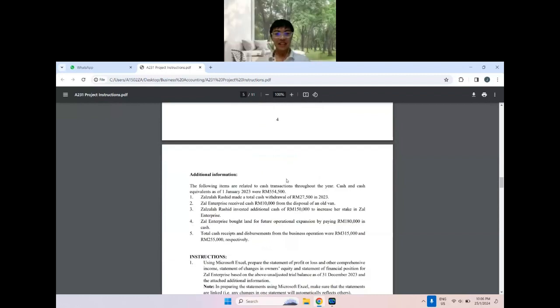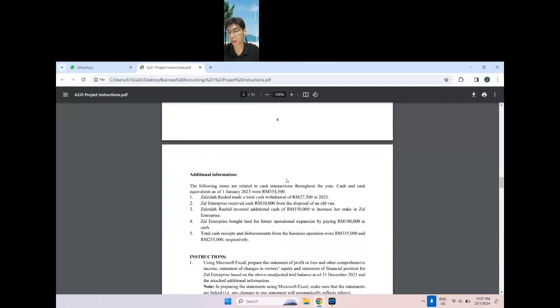For the third information, Zalzala Rashid invested additional cash of 1,500,000 to increase her stake in Zal Enterprise. So I consider this transaction to be an increase of extra capital from Zalzala Rashid. Do you guys agree with me? Yes, I agree, that is correct. Because there is no such account in this trial balance, so we agree with you.